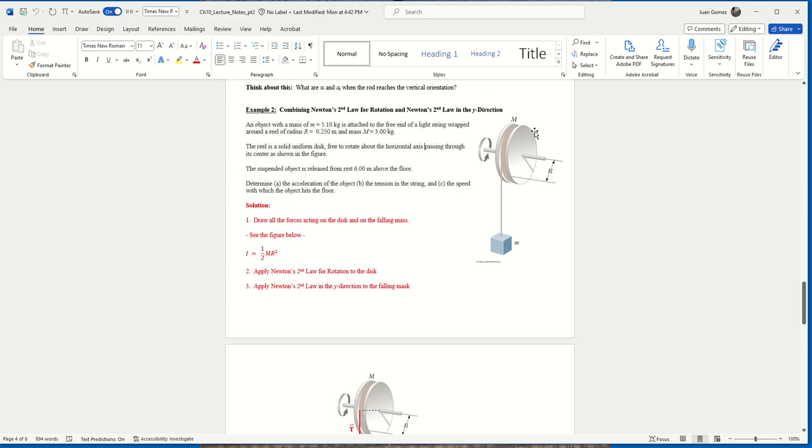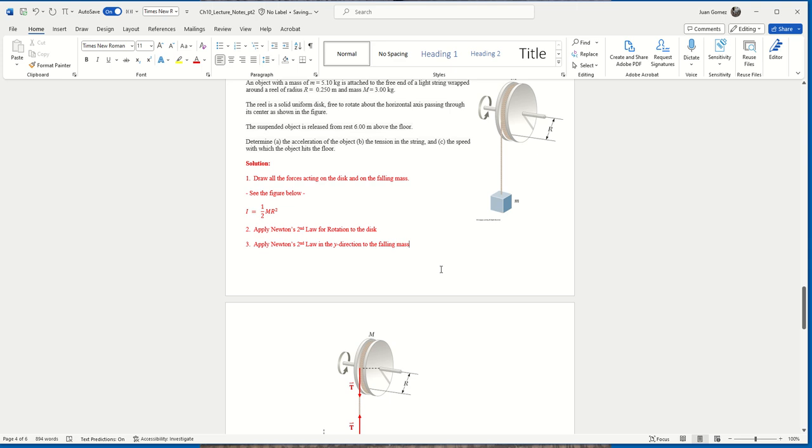First thing, for a uniform solid disk pivoted about an axis through its CM, the moment of inertia is 1/2 mr squared. How do I know that? It's in the table. So that's I for the disk. I'm going to apply Newton's second law for rotation to the disk, then apply Newton's second law in the y direction to the falling mass. It's a mass. I wrote mask. Let me change that. There we go.